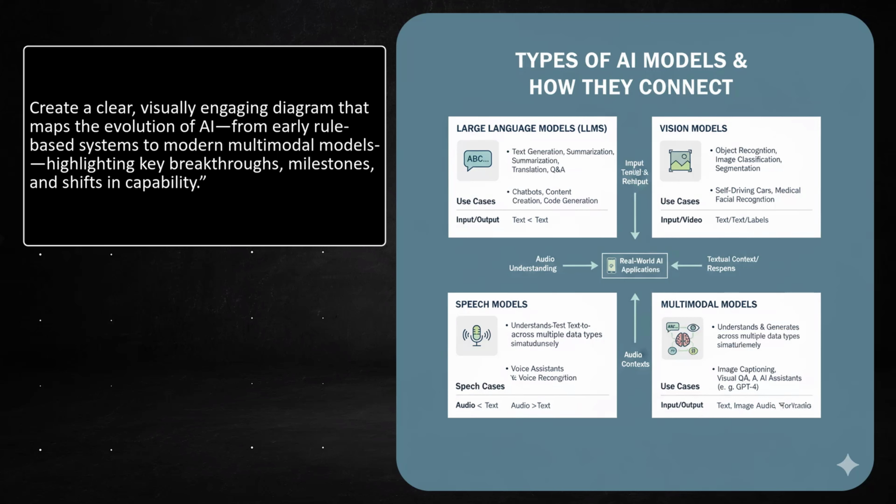The result is a timeline-style diagram that moves from left to right. Early expert systems, machine learning, deep learning, and modern multimodal models are clearly separated. Icons and color coding help distinguish each era, and key milestones act like visual anchors. This kind of diagram is perfect for presentations, training sessions, or strategy discussions where you need to show progress over time without losing people in details.